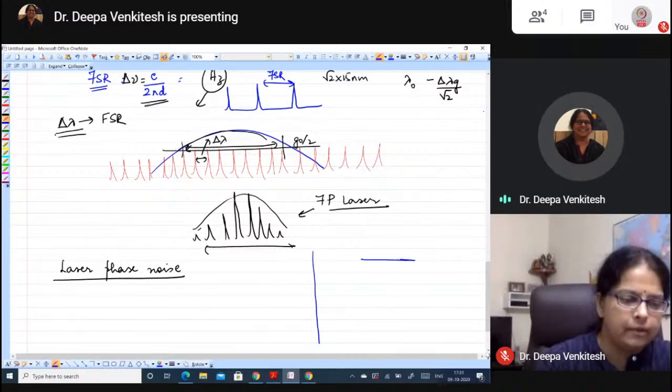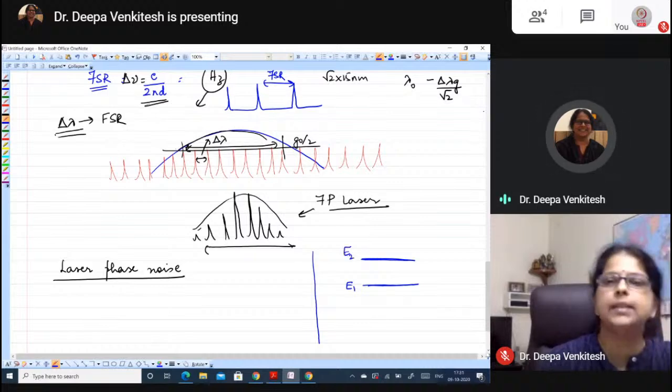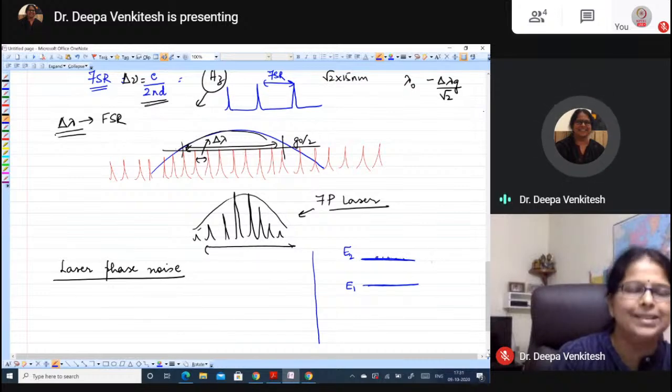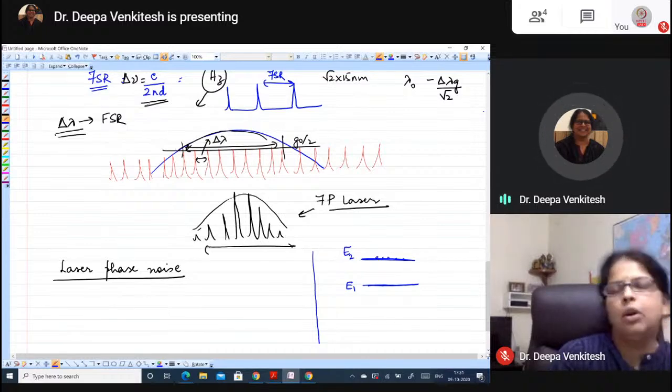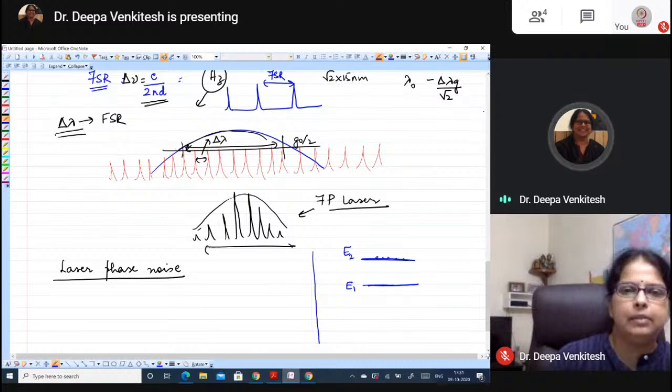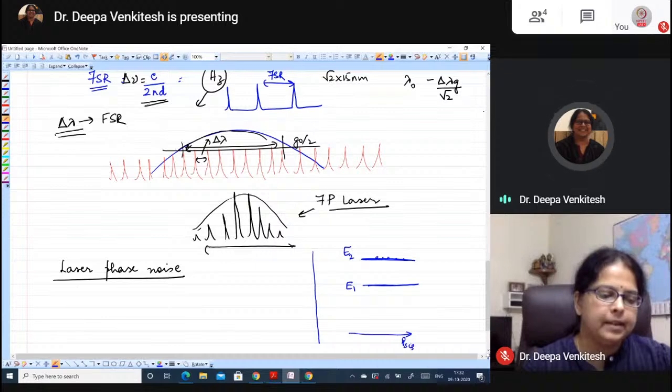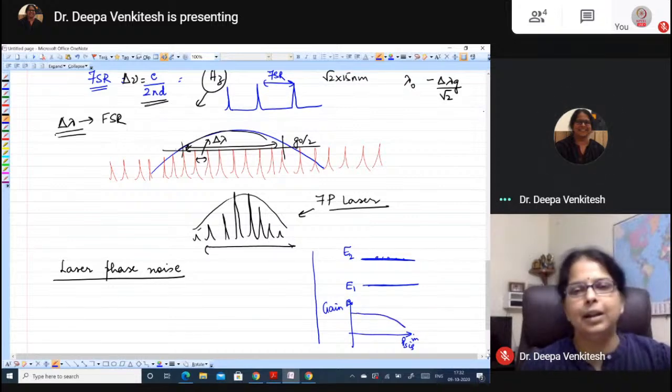Now, if you have two levels, your ground state and your excited state, okay? Whenever you talk about these rate equations, what exactly is saturation? If you understand it in a very general sense, saturation simply means that as you keep increasing your signal input power, the gain will start dropping. And how do you understand this?